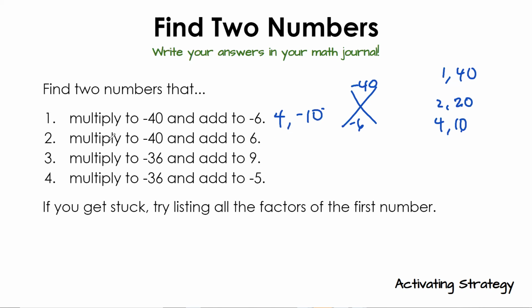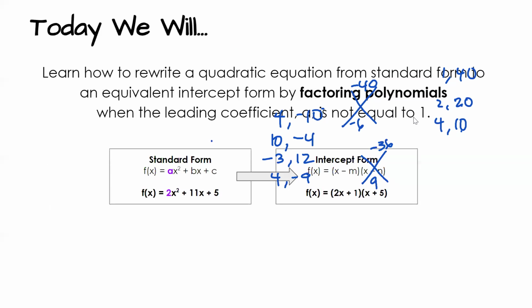Okay. What about the next one? Multiply to get you negative 40, but add together to get you 6. Well, if you flip the signs on those, we can do that. Multiply to get you negative 36, but add together to get you 9. Somebody said it. 4 and negative 9? Well, that's for the next one. Oh, okay. I see you. Negative 3 and 12. Yeah. Good. That's probably the hardest part about factoring.